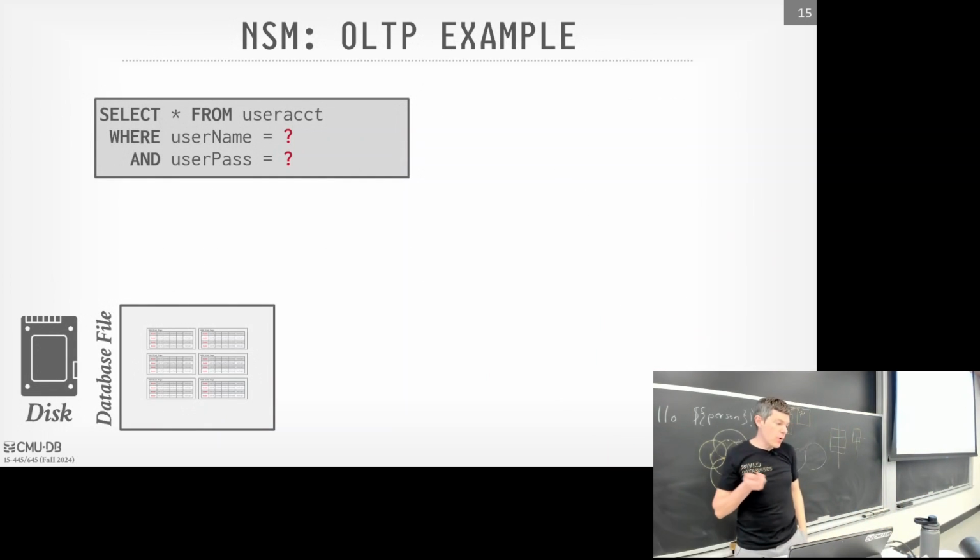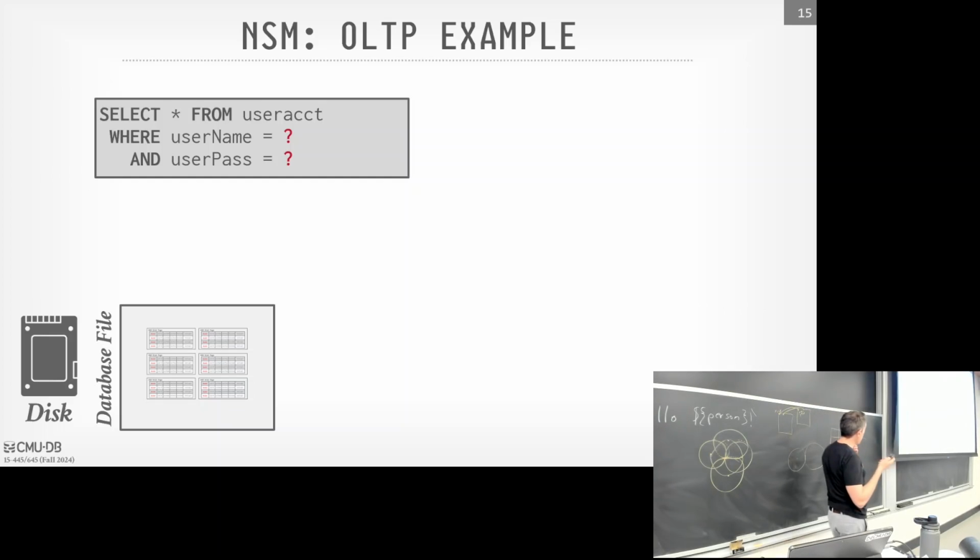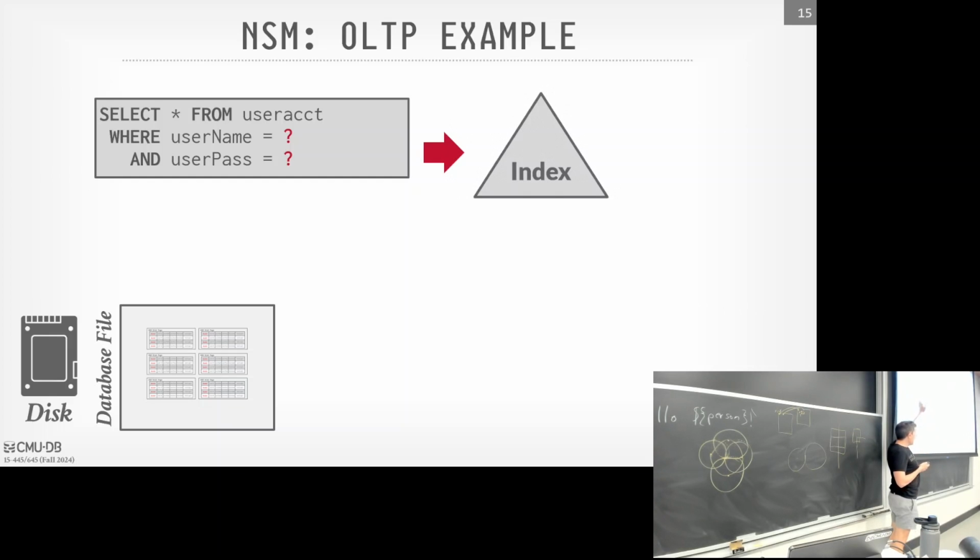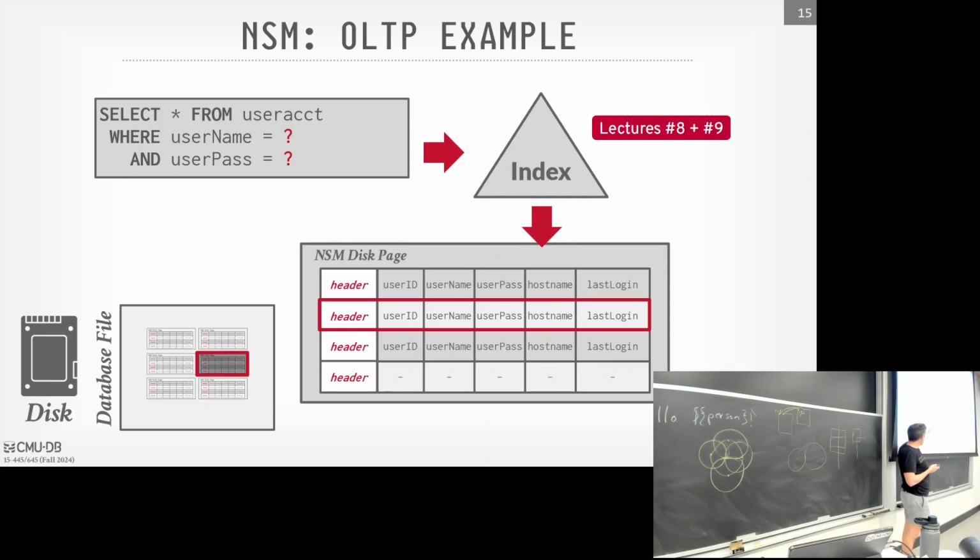So we go back and do a simple query on our Wikipedia database. Select star from user account where username equals Andy or whatever, and then check the password. Ignoring how I find the record I want based on the username, we'll cover that next week or the week after in lectures 8 and 9. There's some index data structure that's going to give me a record ID for a given username. And then with that record ID, I go to the page directory. It tells me what page my data is in. I then look in the header, find the slot entry that has the offset I want, jump there, memcpy everything out, and I'm done.